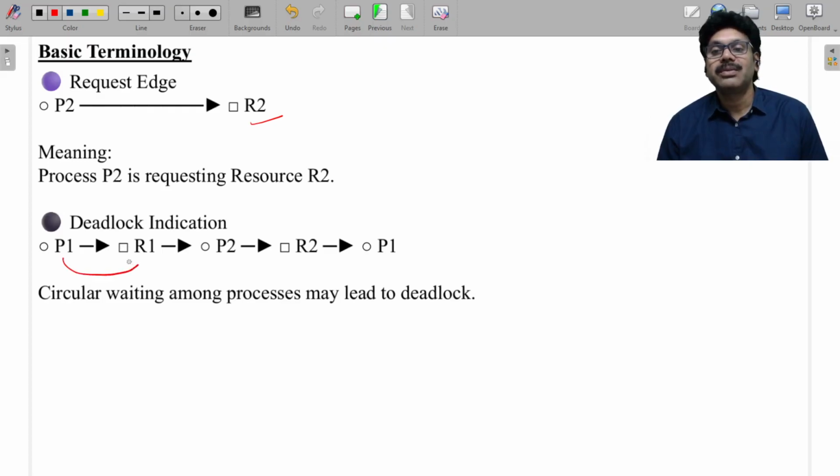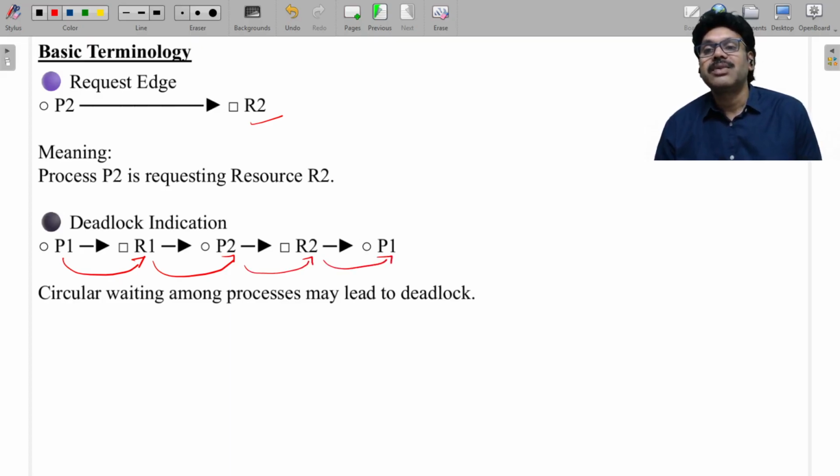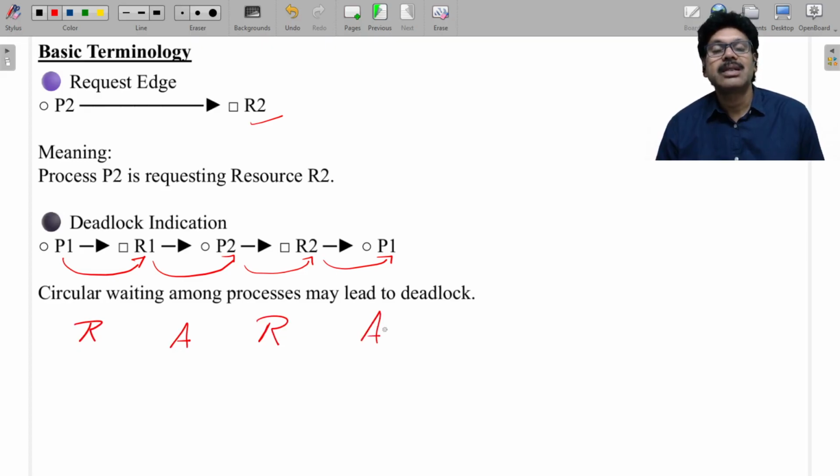P1 is requesting for R1, but R1 is given to P2, but P2 is requesting for R2, and R2 is given to P1. So please see, the requesting edge is always coming from the process. This is a requesting edge, and this is an assigned edge. And again, the process is requesting R2. This is a requesting edge, and this is an assigned edge.